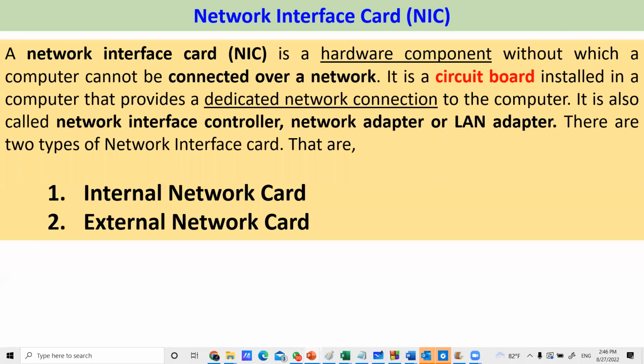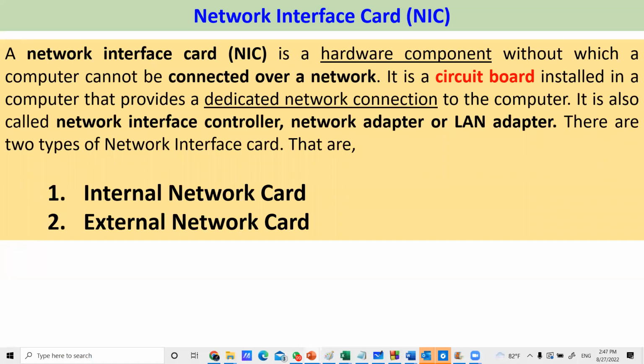There are two types of network interface card. The first one is internal, and we are discussing the internal one. The internal network card is normally available inside the system unit, fixed into the motherboard through the PCI slot. Another type is called external. This external network card you can attach outside the system unit, through the USB port. Or normally this external network card is attached through the RJ45 port, not the USB port. Remember that one.